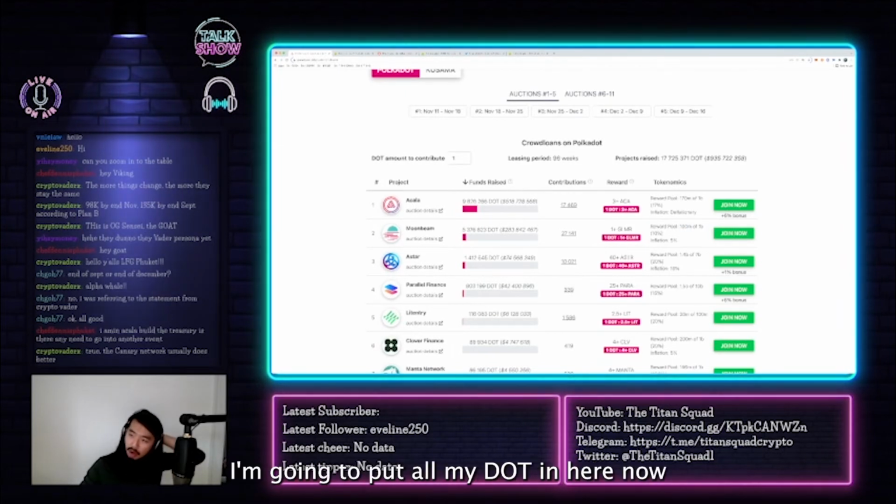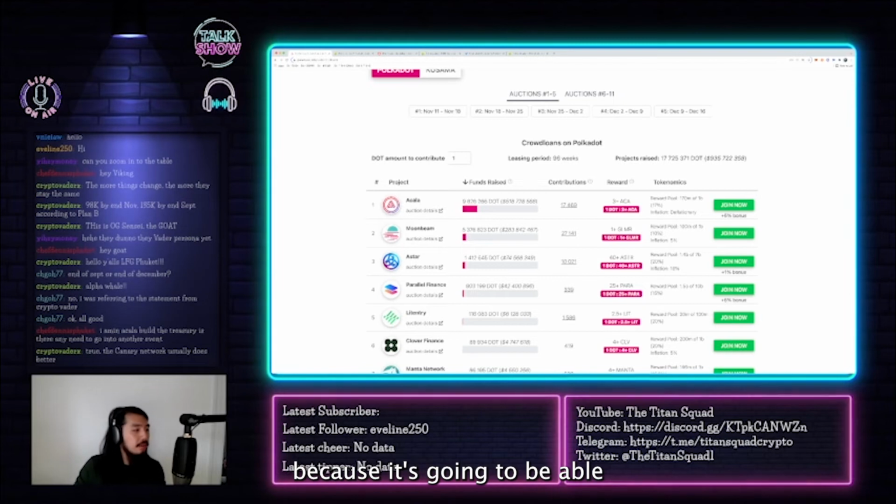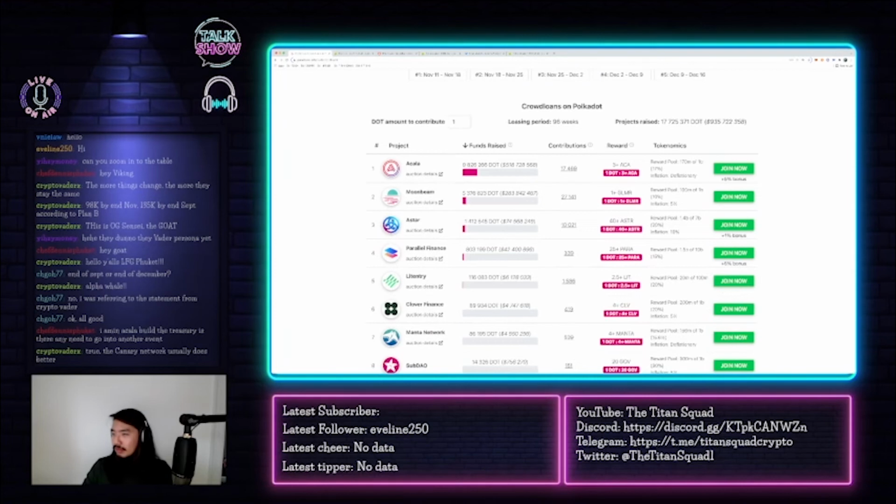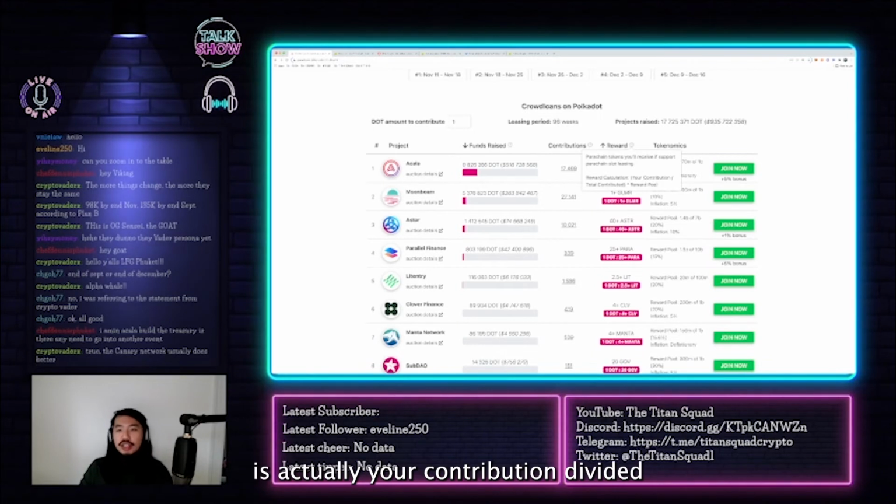I'm going to pour all my DOT in here now because it's going to give me huge returns, right? But hey, this is when things get interesting, because if you look deeper into it, the reward here is actually your contribution divided by the total contributed times the reward pool. So think about that, right?